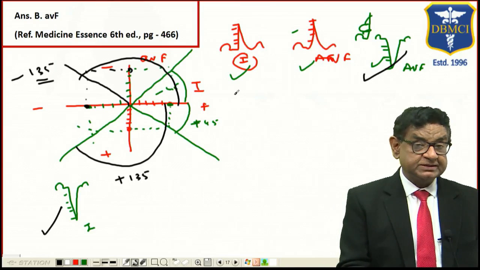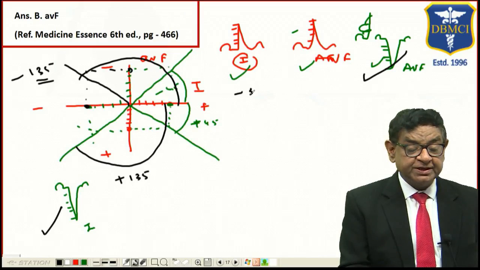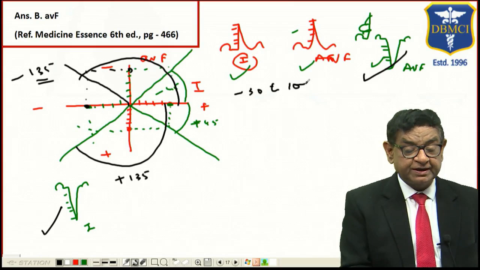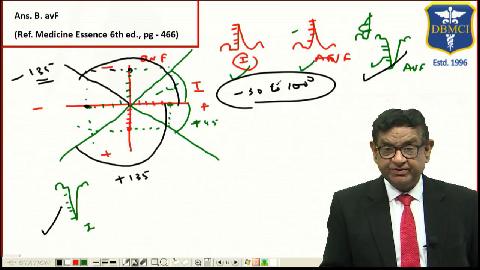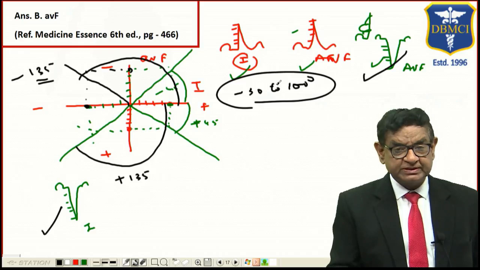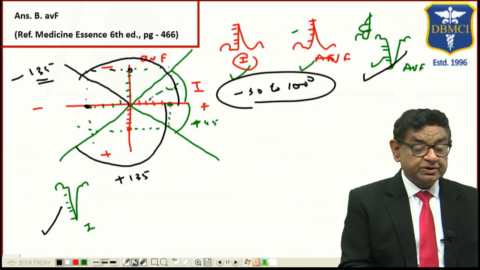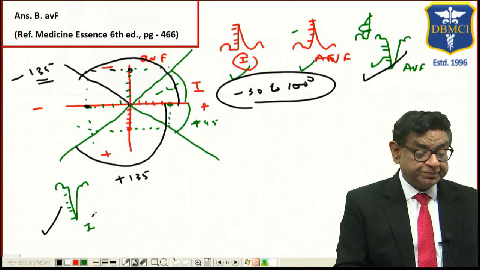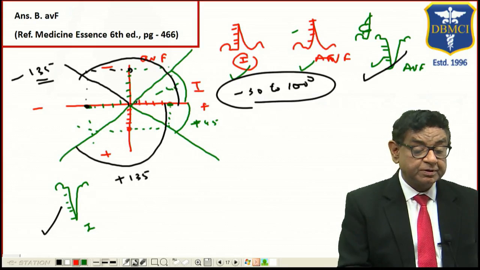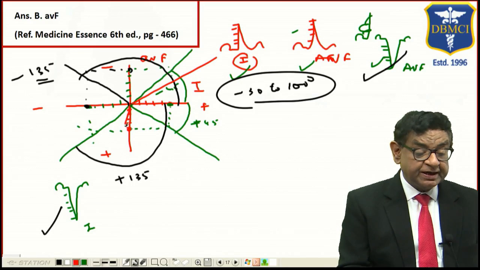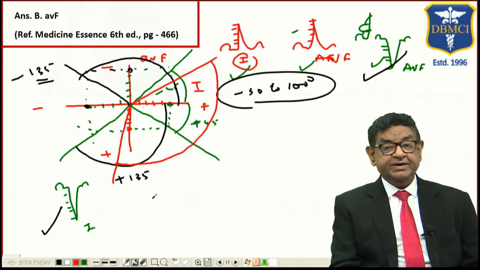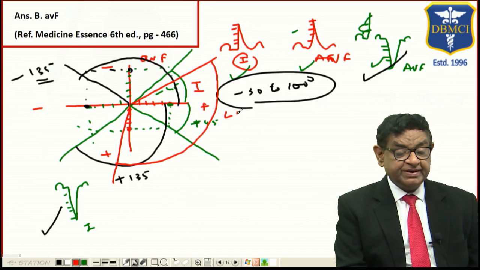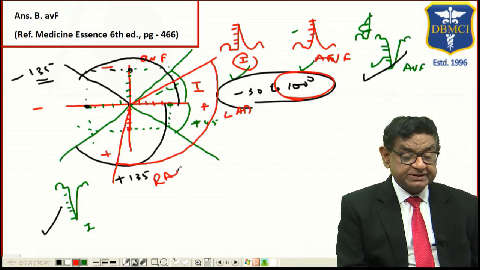Normal axis is from minus 30 to 100 degrees. But I tell you, different books give different values, but this is the most widely accepted. So minus 30 to plus 100 is the normal axis. If it is below minus 30, we call it left axis deviation. And if it is more than 100, we call it right axis deviation.